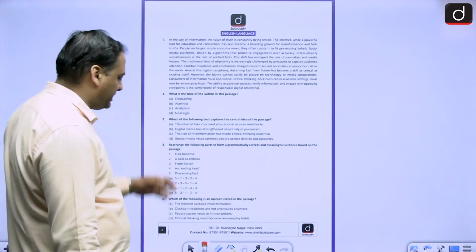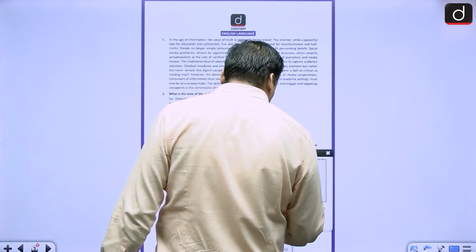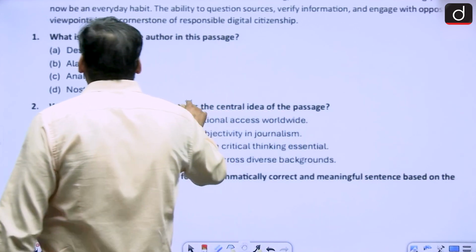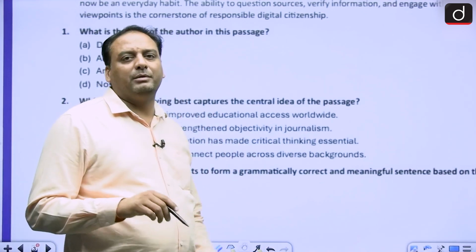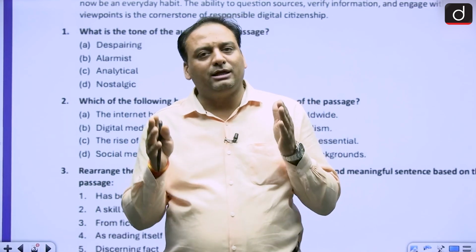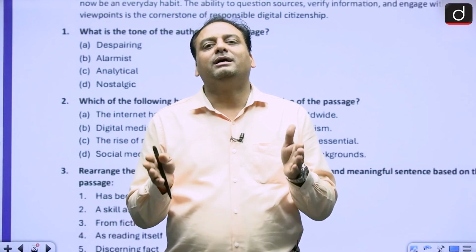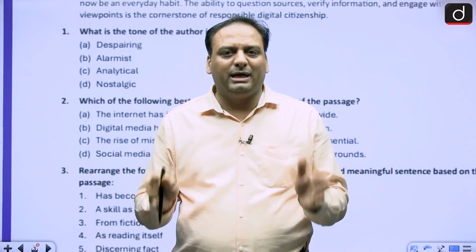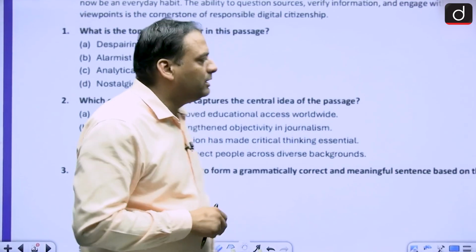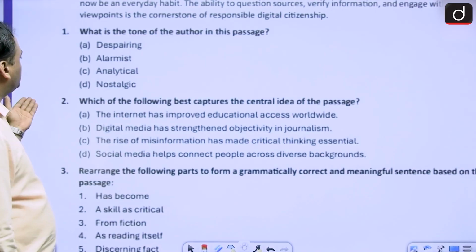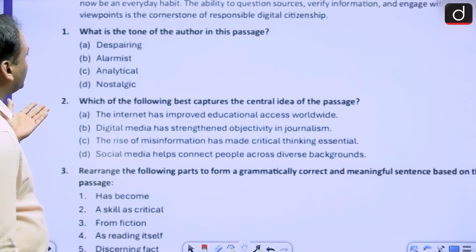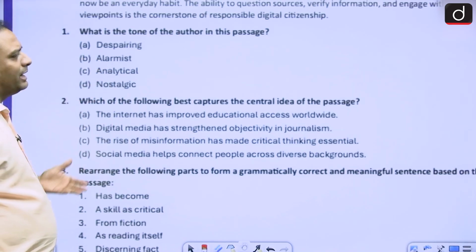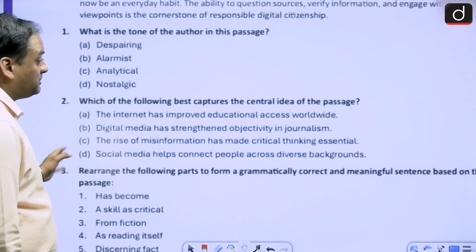So first passage, it is here. First of all, go through the passage and the questions, then you will do them. It should be your habit to read the questions and their options first, and after that you should read the passage. It will help you answer the questions in a much better way. First, what is the tone of the author in this passage? Despairing, alarmist, analytical, nostalgic. I will talk about every tone so you will get the answer, but first you should complete it.